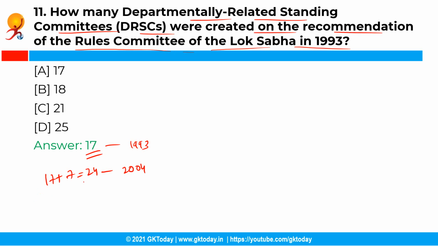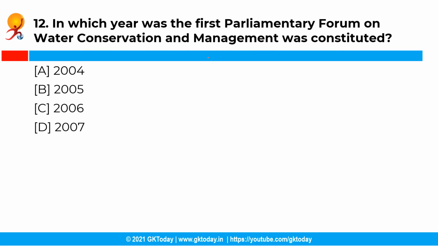Now the next question is, in which year was the first Parliamentary Forum on Water Conservation and Management constituted? So you have the following options and the correct answer is option B, that is the year 2005. So the first Parliamentary Forum on Water Conservation and Management was constituted by the Government of India in the year 2005. Later, 7 more parliamentary forums were created by the government.